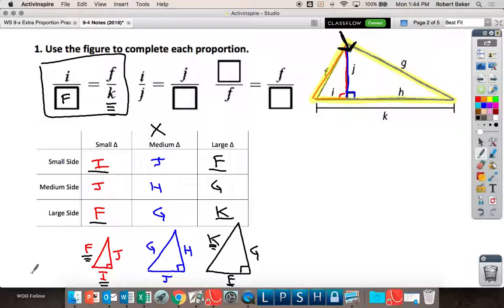Now, could you have seen that just by looking at the yellow triangle over here? Probably not. Could you imagine trying to figure out that puzzle from the yellow triangle where everything's all mixed up? No, I don't think so. So let's try the next one. The next one looks like this.